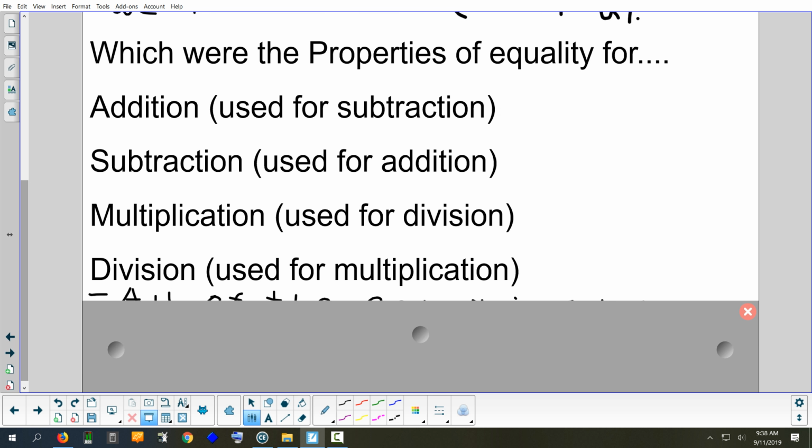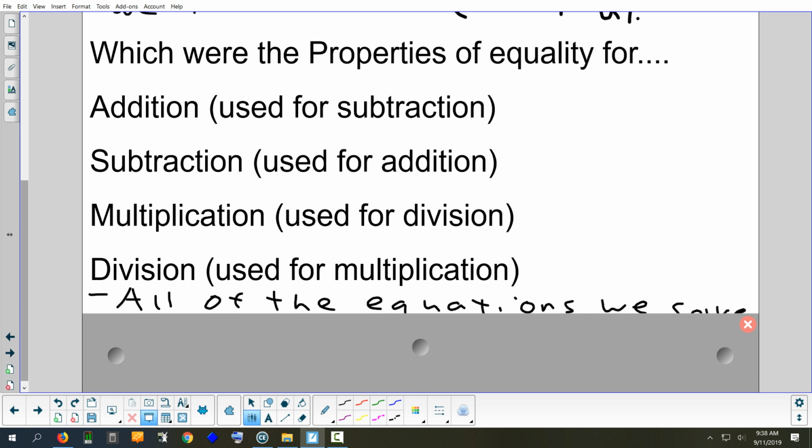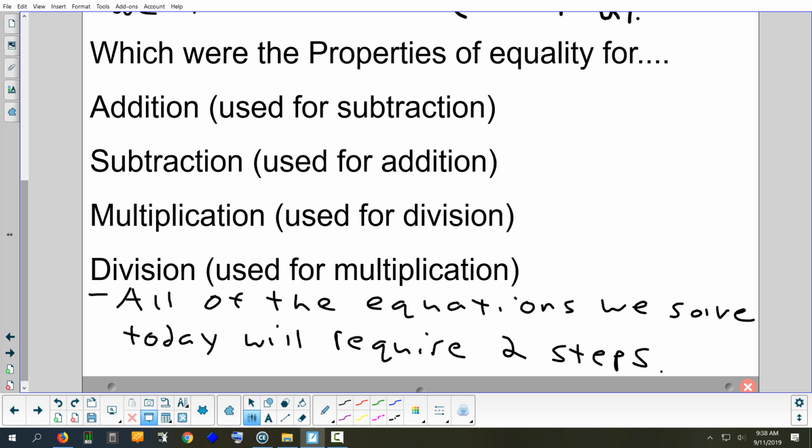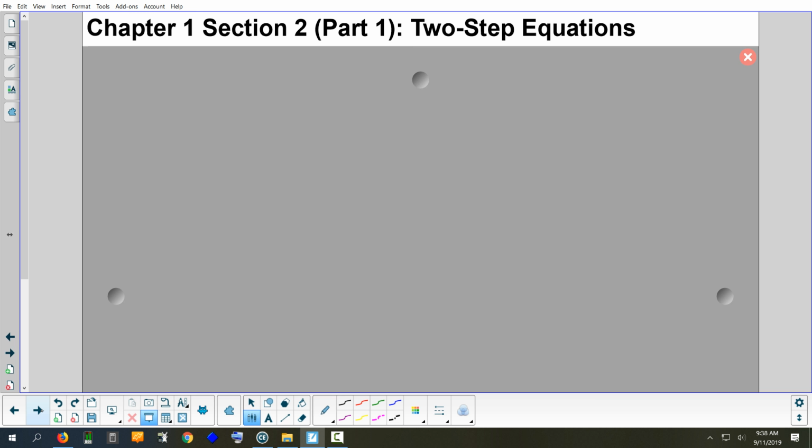All right, so those are all the properties we use. And remember, you use the addition property when you have a subtraction. You use the subtraction property when you have addition. You always do the opposite. So we already wrote all this down on Monday. I think all of the equations are going to have 2 steps. We might do one with 3 steps. But they're definitely all going to have more than one step.